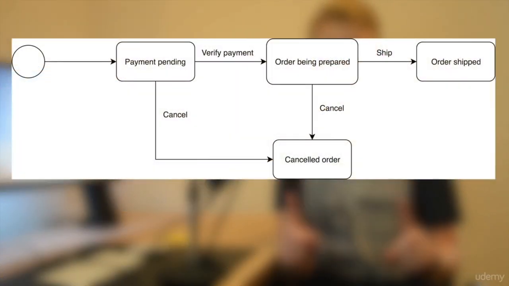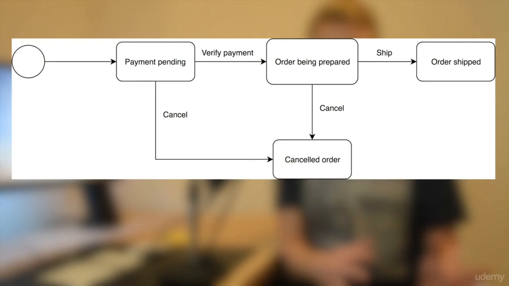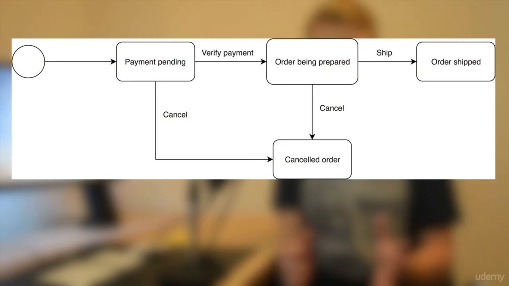Here's a simple diagram showing what the process could look like. It's a bit simplified, but it will do for this example. Each arrow represents an action that the system can take, and each box represents the state of the order. It starts when the customer places an order. At that point, we should verify the payment. After it is verified, it moves to the order being prepared state.